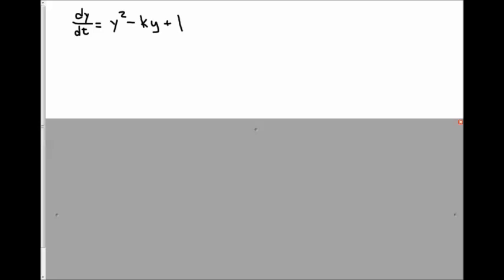Now consider this example. dy/dt equals y squared minus ky plus 1. So there's our parameter k. Again, in any specific situation, k would be a number, but we're trying to do all possibilities for k all at once. So we have this parametrized family. Let's do it right from the start with k as our parameter. Let's not plug in any specific numbers. The whole point is to save time by leaving it as k.